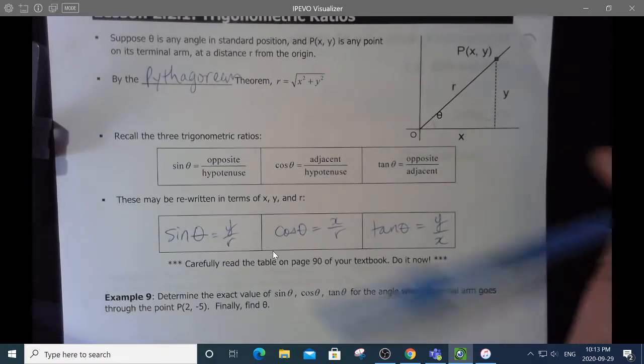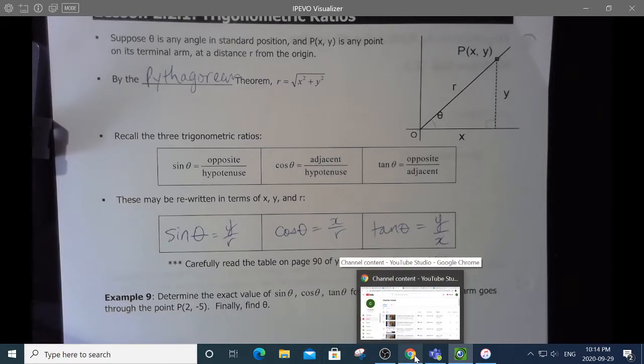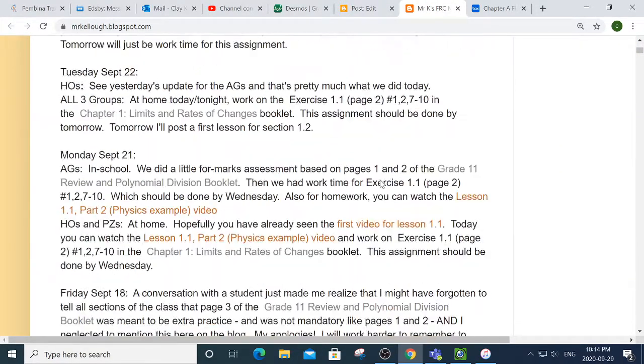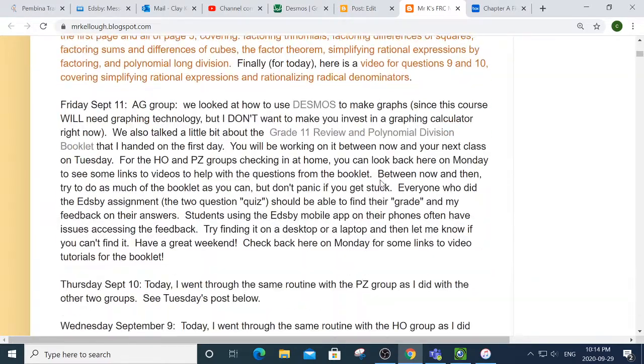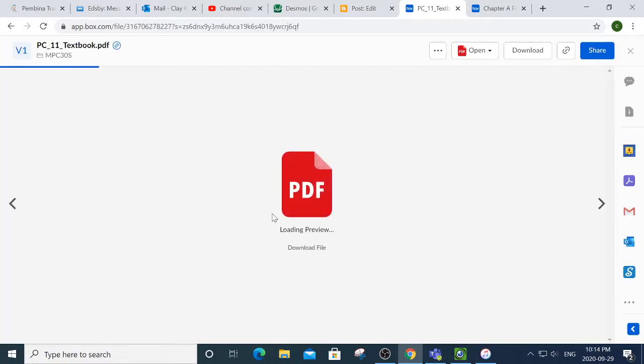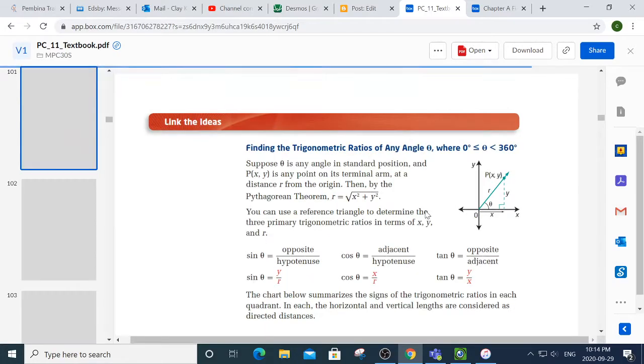Then it says, carefully read the table on page 90 of your textbook. Do it now. My word, these are very demanding notes. Well, I didn't give you a textbook, but I can show you that your textbook is linkable here, and this page is not all that exciting, to be honest, but apparently we have to do it now. So go to your textbook, which is here, the Grade 11 Pre-Cal textbook that can be downloaded here. You don't even have to download it, you can just open it. And I think it's probably at that page because I went and checked it just a few minutes ago. Because I was like, what's so important about this page? And it's like, oh yeah, here it is.